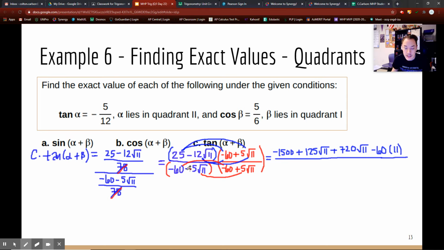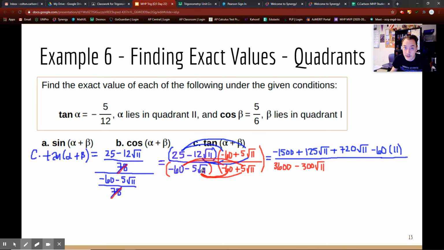All right. So I'm going to show you the whole thing, though. So negative 60 times negative 60 is 3,600. My outer terms, negative 60 right here, follow my cursor. Negative 60 times 5 times radical 11 is going to be negative 300 times radical 11. Okay? Now I'm going to do my inner terms.